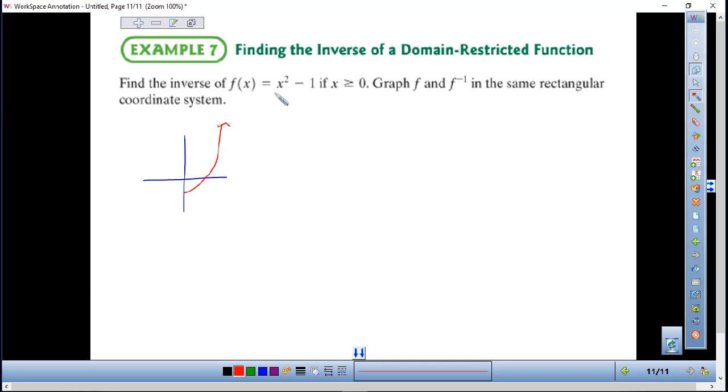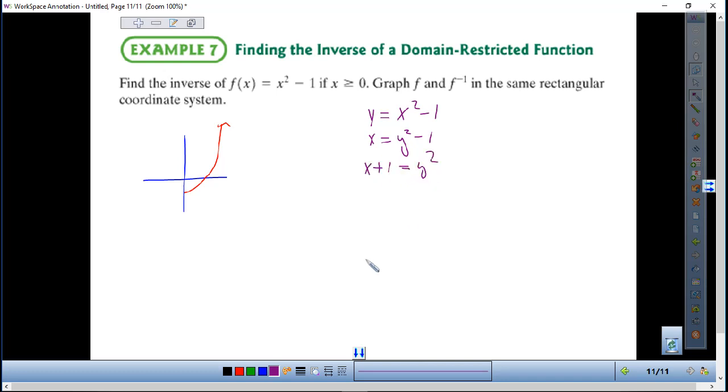So when we go to find this, we're going to do what? Well, we solve it exactly like we normally would. So you're going to have y is equal to x squared minus 1. Change the locations: x equals y squared minus 1. Move the 1 to the other side, so we're going to have x plus 1 equals y squared. And then what do we know? We take the square root of both sides. The square root of x plus 1 equals y, or y equals the square root of x plus 1.